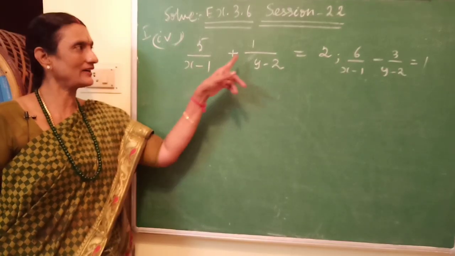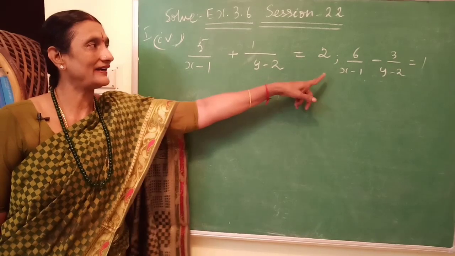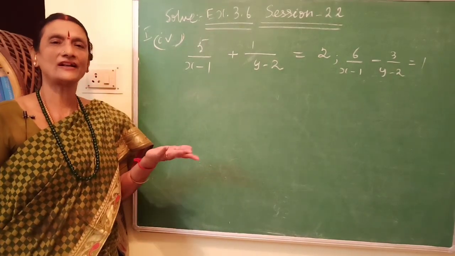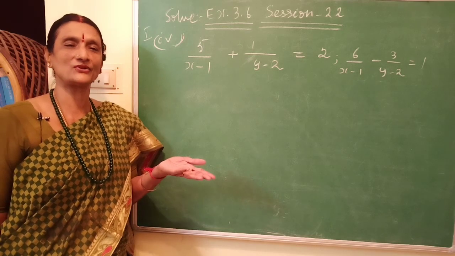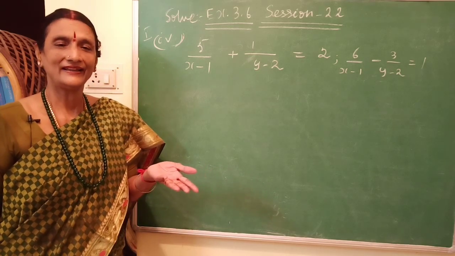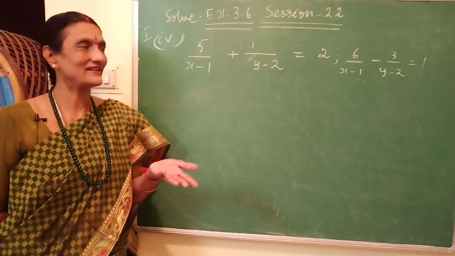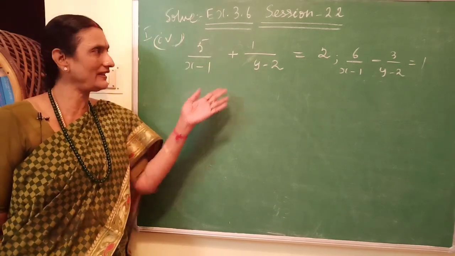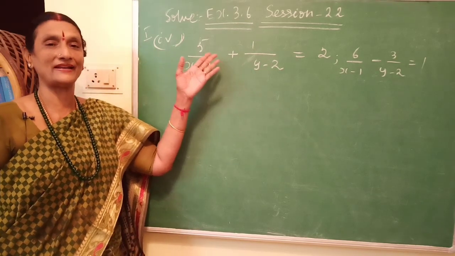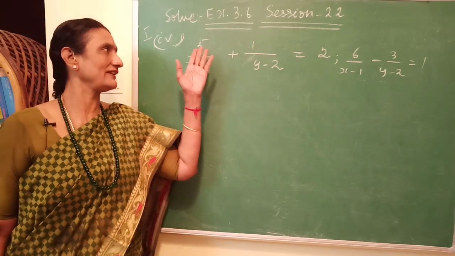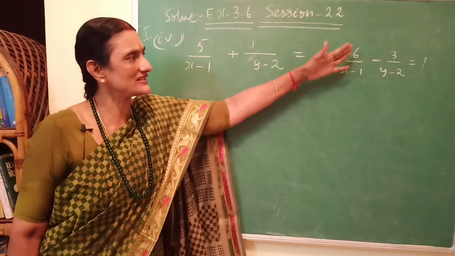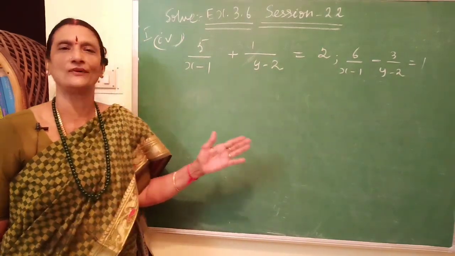1 by x minus 1 and 1 by y minus 2, and there also 1 by x minus 1 and 1 by y minus 2. What is the solution? How do we go for the solution? Anyone has got a clue? Yes, correct. That is, you have to substitute the whole x minus 1 as some p and the whole y minus 2 as some q. So that you will get 5p plus q is equal to 2. And the second equation, 6p minus 3q is equal to 1.